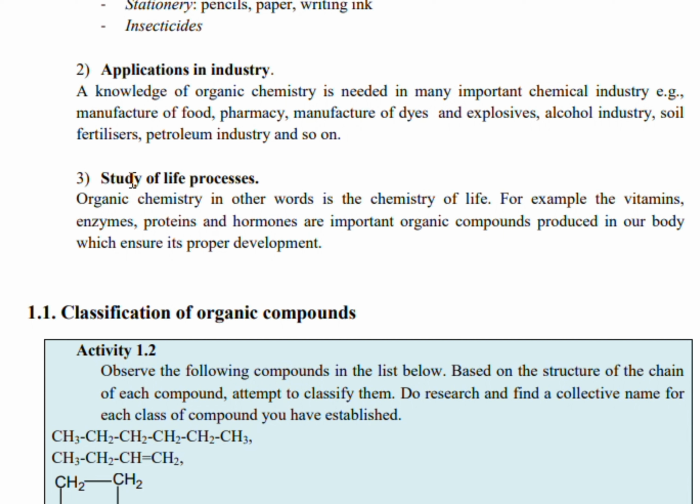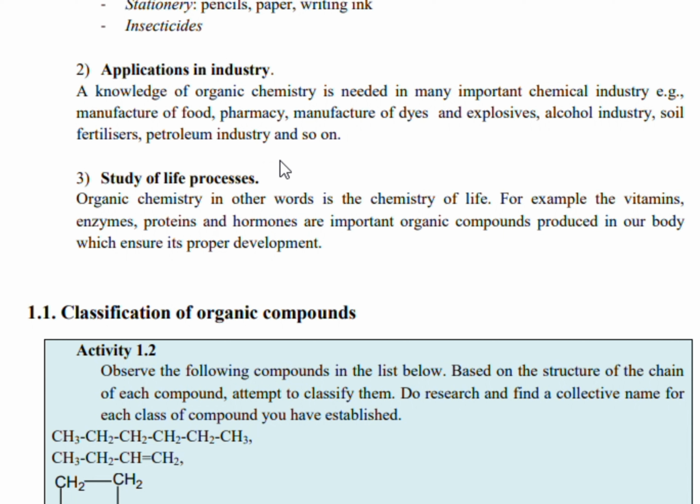In industry, different industries which are manufacturing food, pharmaceutical substances, dyes, explosives, alcohol industry, for example in fermentation, soil fertilizer, petroleum industry, and so on. All these products are made by the application of organic chemistry, by the use of organic chemistry.